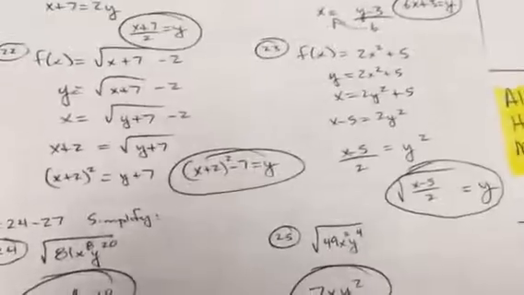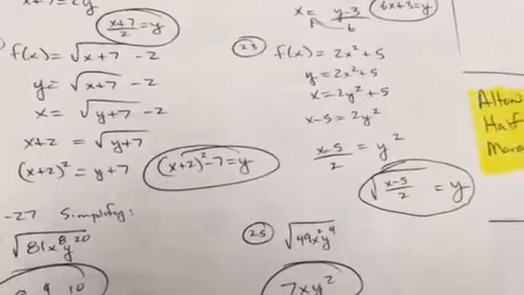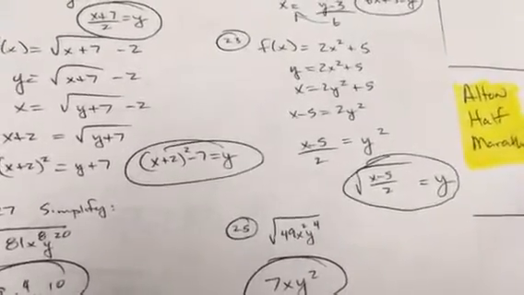All right, remember, guys, the opposite of taking the square root is squaring something. The opposite of squaring something is taking the square root. Inverse functions, their answers have opposite operations.